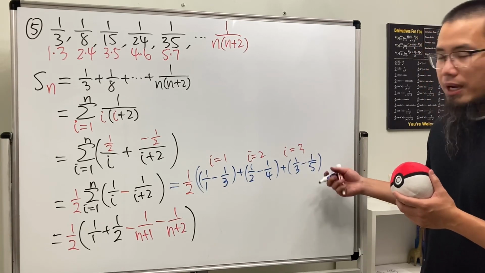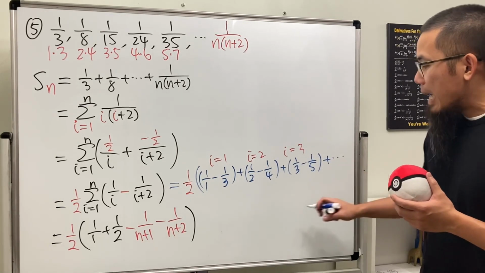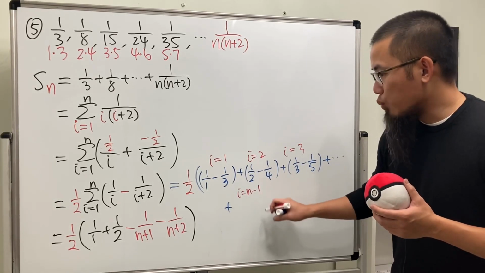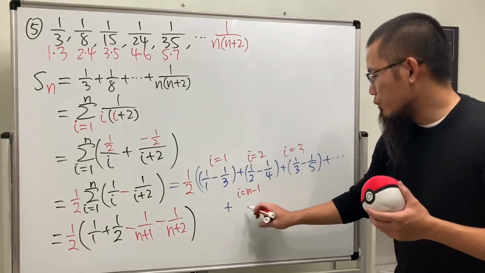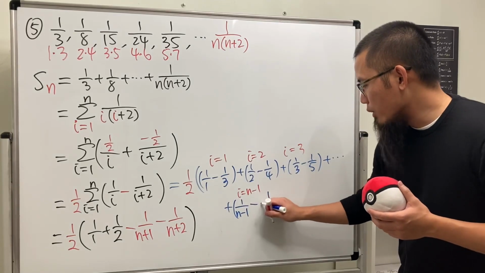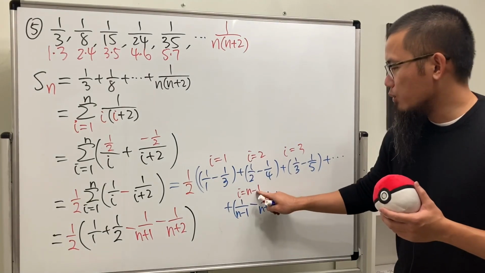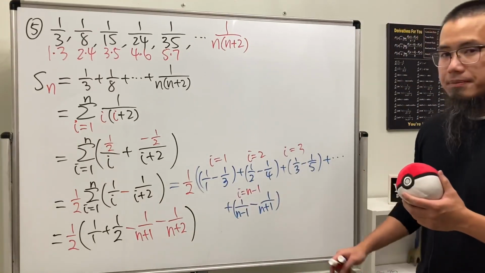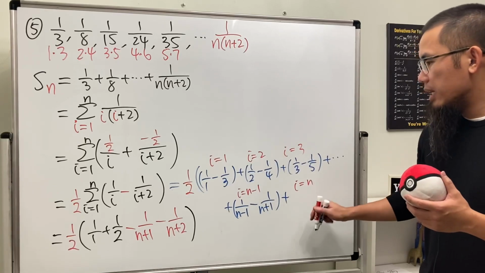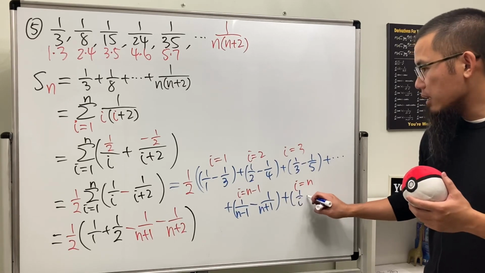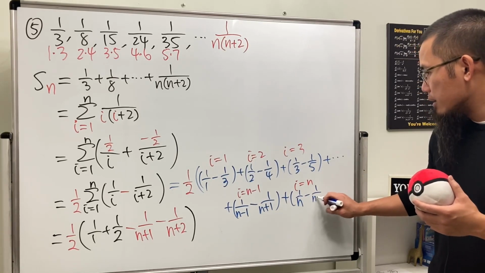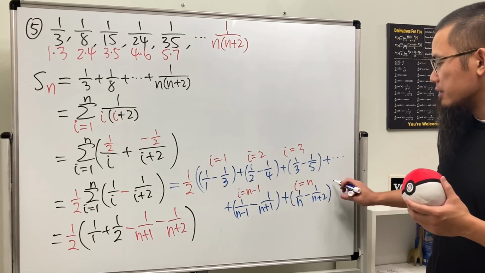And it keeps on going, right? Up to when i is equal to n minus 1, you just put it here and here. So we have 1 over n minus 1, and then you subtract 1 over n plus 1. Lastly, i is equal to n, and you will just get 1 over n minus 1 over n plus 2. And that will be the last term.